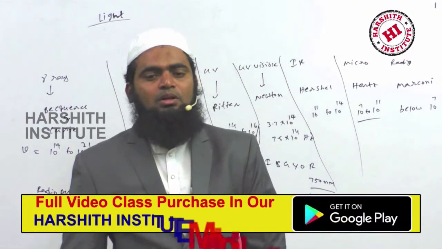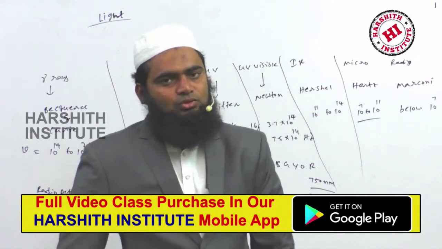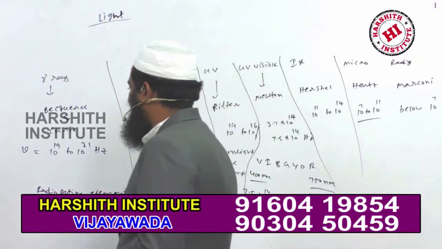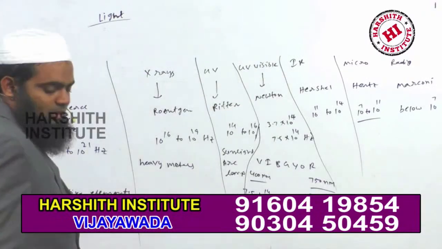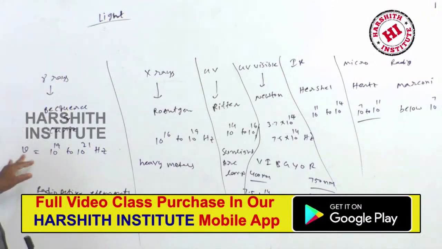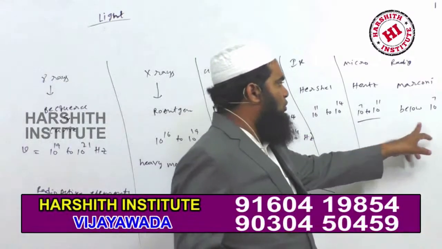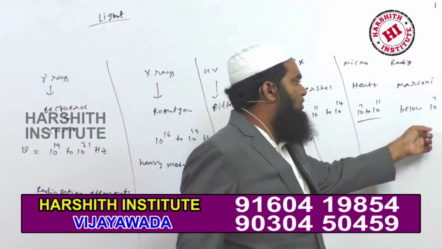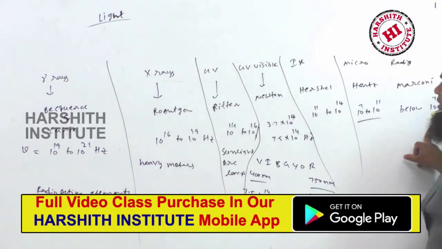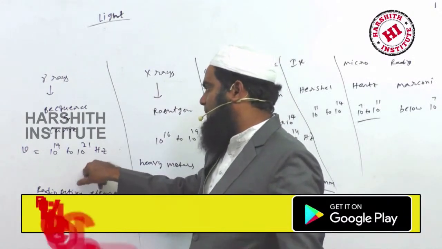Now in this chapter we discuss different properties of light also. This is the second topic, called the electromagnetic spectrum. In the electromagnetic spectrum, the highest frequency is gamma rays and the lowest frequency is radio waves. Radio waves have very low frequency, below 10 power 7 hertz, but gamma rays have up to 10 power 21.